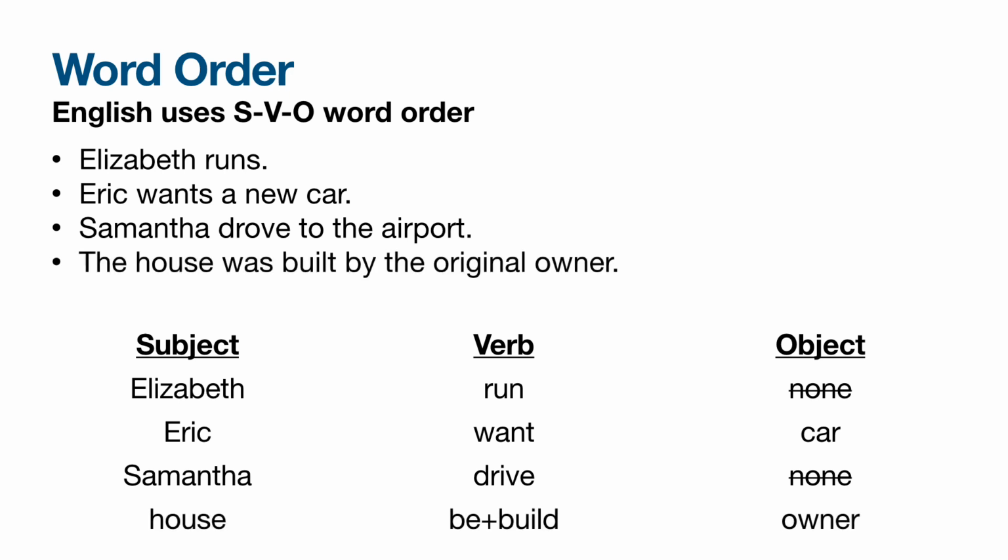The last sentence is written in passive voice. The house was built by the original owner. The main verb here is build, but it must be conjugated to fit passive voice. In passive voice, the recipient of the verb becomes the subject of the sentence. In this case, our subject is the house. The verb, be plus build, and the object is the original agent of this verb, the original owner.